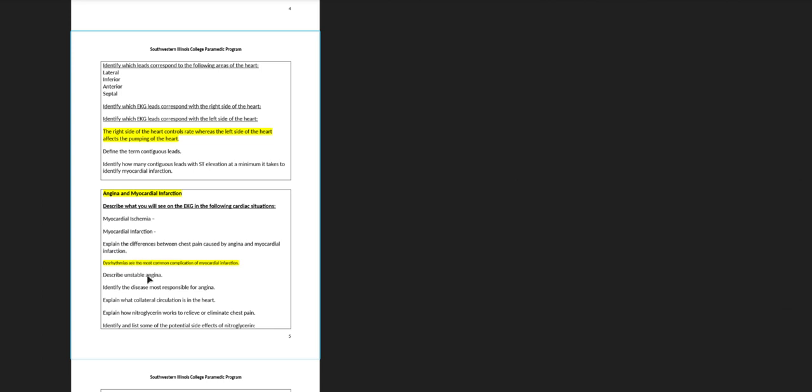Describe unstable angina. So unstable angina, as opposed to angina, is lasting too long. I think more than 20 minutes is the cutoff, or it's worse than normal. New onset, so if you haven't had it before, or if it's getting more frequent. Like it used to be you had it once a month, and now you're having it every day. That would be unstable. Identify the disease most responsible for angina. That's going to be atherosclerosis.